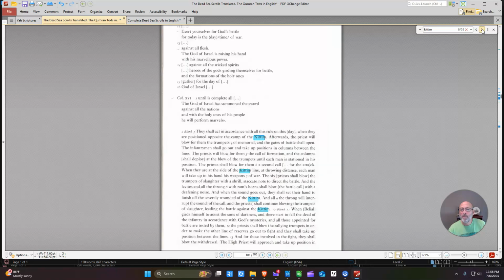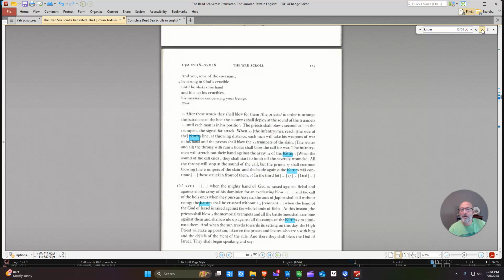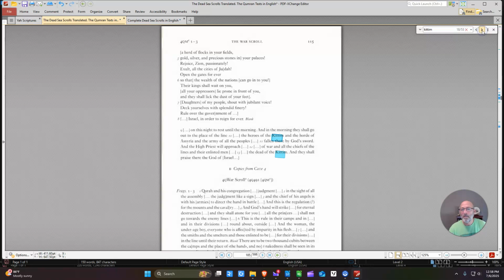King of the Kittim, camp of the Kittim, side of the Kittim, wounded of the Kittim, battle against the Kittim. So no identification there. When the infantrymen reach the side of the Kittim line, army of the Kittim, battle against the Kittim shall be crushed without a remnant. All the camps of the Kittim. So nothing identifying them other than the fact that they exist, and they have camps and armies and will have a certain end. And here we are still in the War Scroll. We've got the heroes of the Kittim, the dead of the Kittim, characteristics of the Kittim, but no identification of the Kittim.